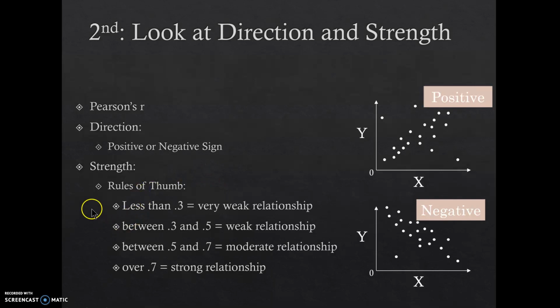If you got a value smaller than 0.3, we usually consider it a pretty weak relationship. If it's between 0.3 and 0.5, we'll just call it a weak relationship. If it's between 0.5 and 0.7, we'll call it moderate. And over 0.7, we call it strong. There will be different kinds of rules of thumb you will come across, but in general, less than 0.3, very weak. Around 0.7 or larger than 0.7, we consider it a strong relationship. Somewhere in between, we just call it weak or moderate.